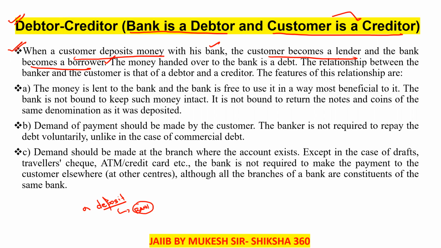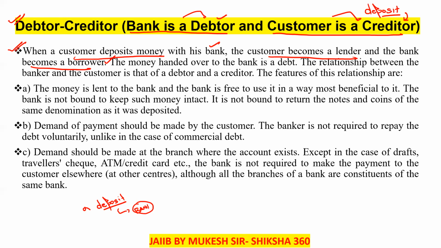So what are the features of this relationship? You just have to remember that. When the bank is a debtor and the customer is a creditor, in the case of a deposit, because the money belongs to the customer, the customer is a creditor because the customer is giving the money to the bank. And the bank is a debtor, because they have to return the money along with the interest, if it is deposited in a savings account or in the form of a fixed deposit. So take care regarding these things.